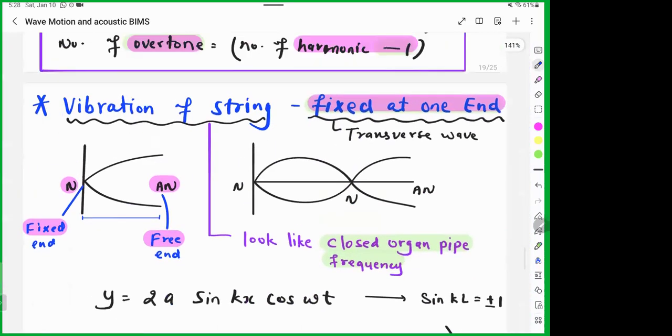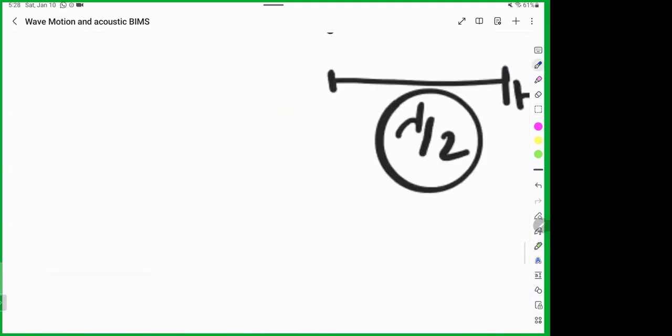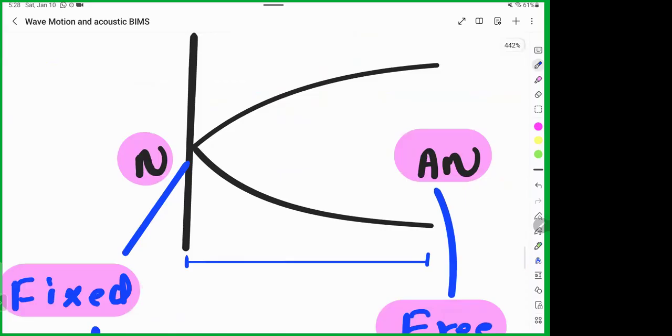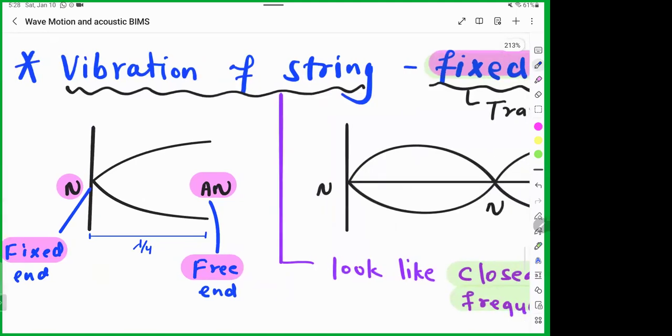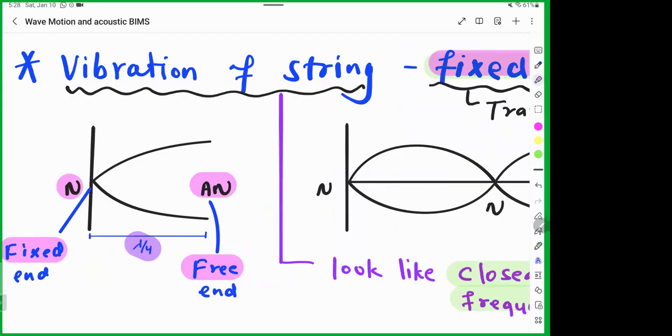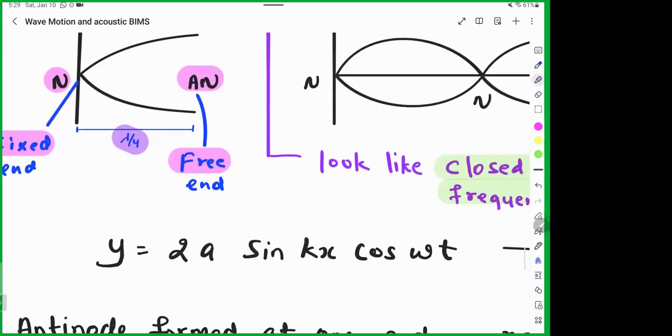Compare. See here, one bowl-like structure was lambda by 2. Here you have half of this region. What will be the length? Make sense? That's why, whatever you do, every time there will be a difference of lambda by 4 here. But there it was starting from lambda by 2. The minimum value was lambda by 2 when both ends are fixed. Here the minimum value is lambda by 4.